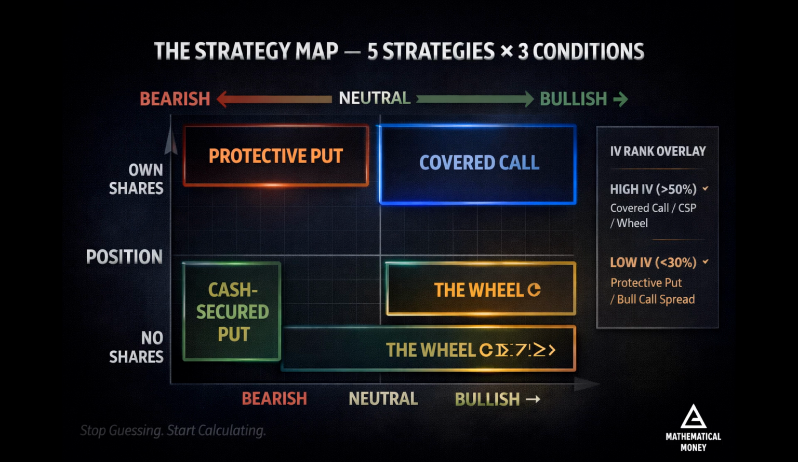Spanning both center positions, the wheel, the systematic combination of cash secured put and covered call, rotating between them as conditions move from neutral to slightly bullish. Implied volatility overlays the entire map. When IV rank is high, lean toward the premium selling strategies. Covered call, CSP, wheel. When IV rank is low, lean toward the premium buying strategies. Protective put, bull call spread. This map is your permanent reference.